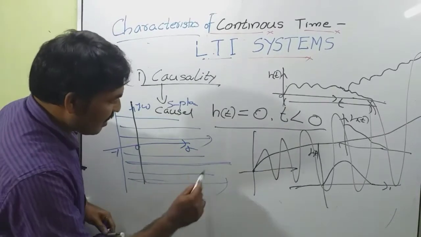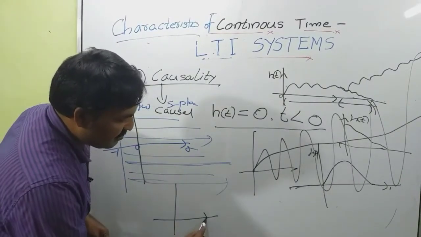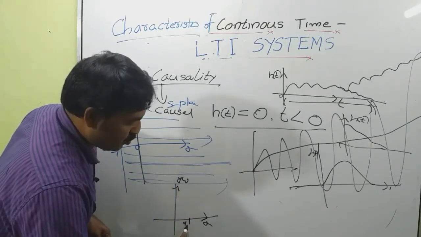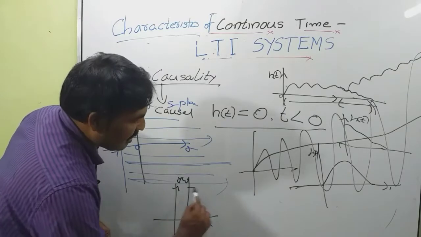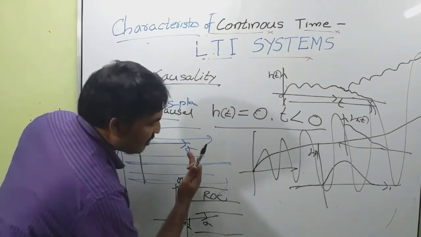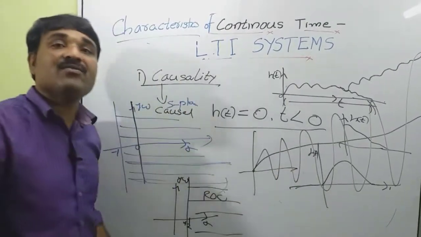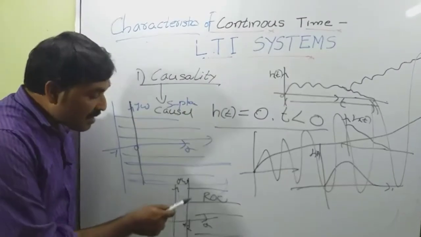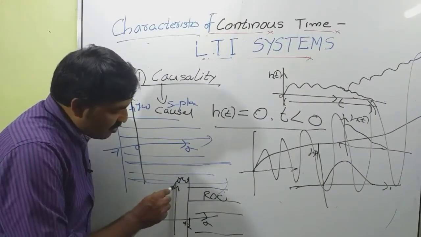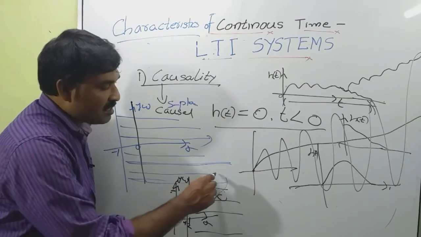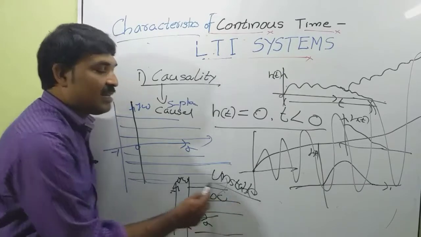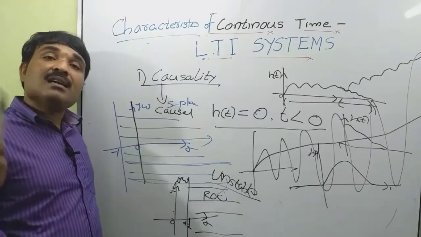For example, I am drawing this figure. Like this is my sigma and j omega. Let this be equal to plus 2. Let this be my ROC, region of convergence in the S plane. Since the region of convergence is towards the right hand side of the S plane, the system is causal. But the region of convergence does not involve the j omega axis. This is our j omega axis. So the system is unstable. So this is the relation between the region of convergence and causality and stability.